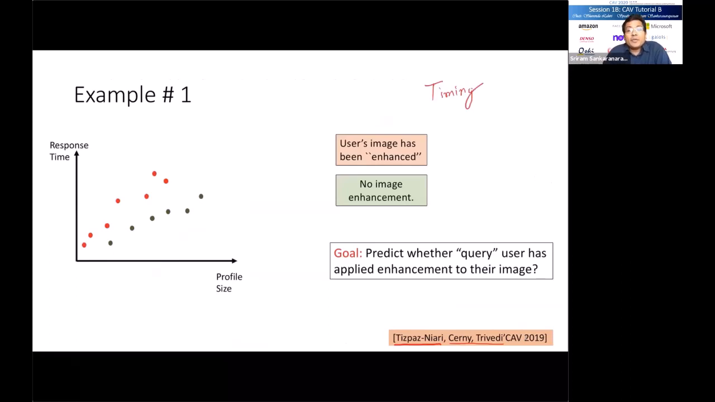And there they looked at a social network example. In the social network, a user can select whether to enhance their image, and this is secretly enhance their image. After all, when I post a picture, sorry.